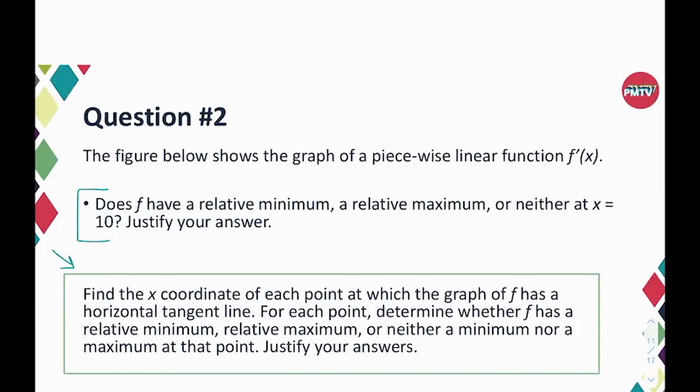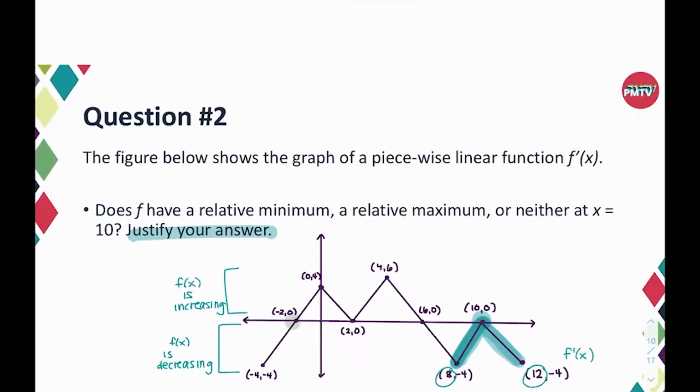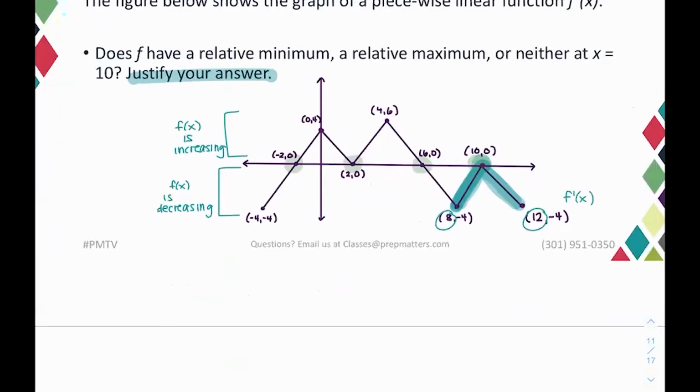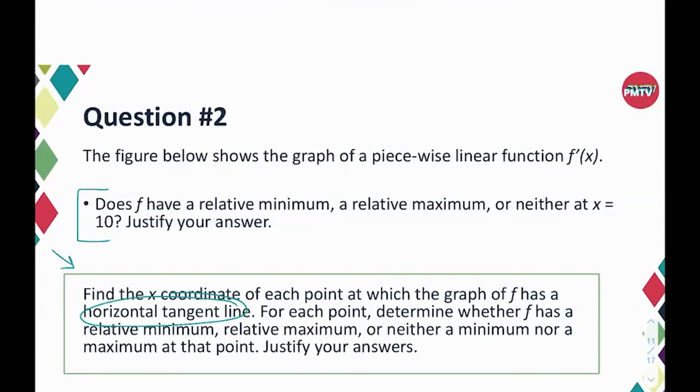So find the x coordinate of each point at which the graph of f has a horizontal tangent line. So everywhere where our derivative is equal to 0. For each point, determine whether f has a relative minimum, relative maximum, or neither a minimum nor a maximum at that point. Justify your answers. This is exactly what we just did. We would just have to do it for every point where we have a derivative equal to 0 and not just x equals 10. We would just have to do more work. But those are the two types of wording, two types of phrasings that you'll see for a relative extrema question from a graphical standpoint.